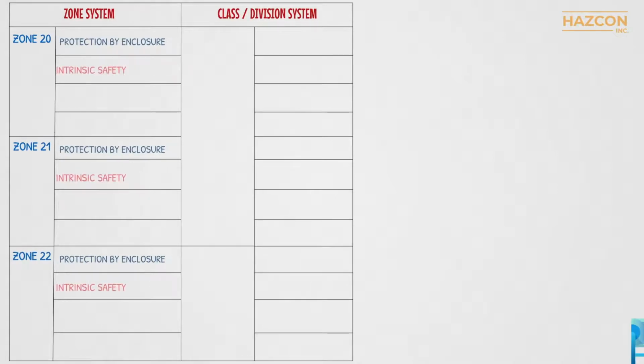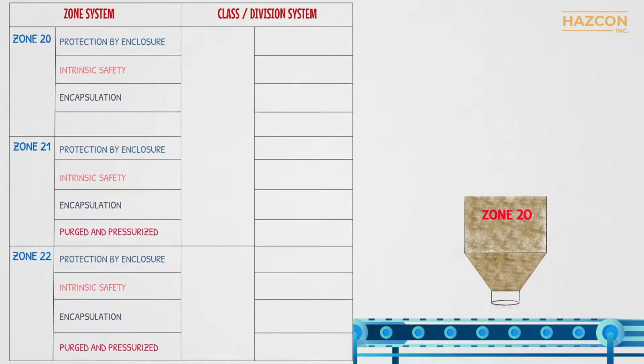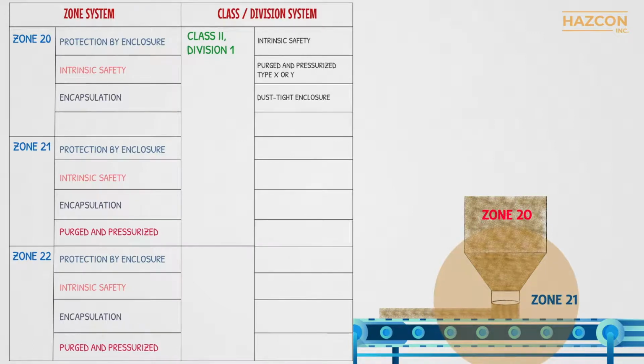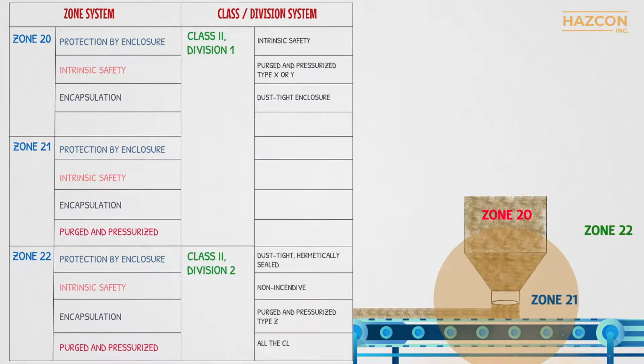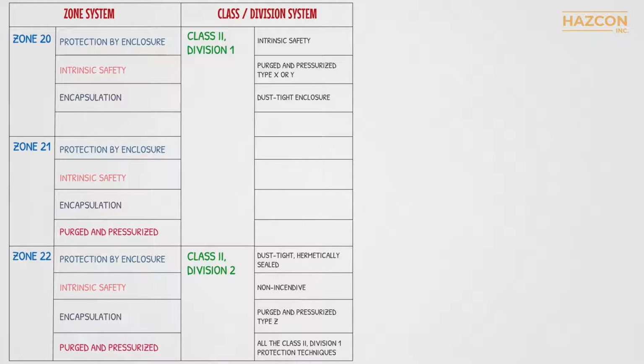For the zone system, protection techniques that may be used in Zones 20, 21 and 22 are protection by enclosure, intrinsic safety, encapsulation, and purging and pressurization, but that last technique may only be used in Zones 21 and 22 locations. Electrical devices to be installed in a Class 2, Division 1 location may use intrinsic safety, purged and pressurized Type X or Y, and dust-tight or hermetically sealed enclosure protection techniques. Class 2, Division 2 locations, by definition, need less protection. They can use dust-tight or hermetically sealed enclosures, non-incentive, purged and pressurized Type Z, and also all the Class 2, Division 1 protection techniques.